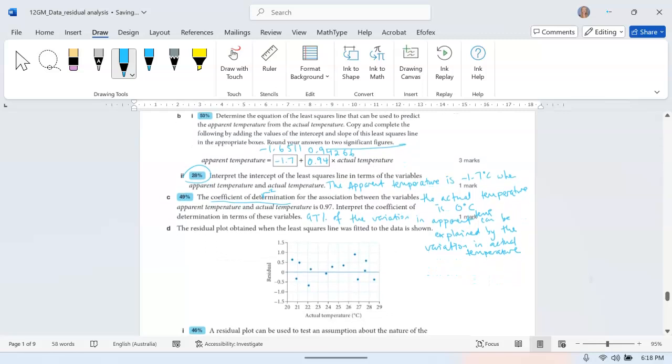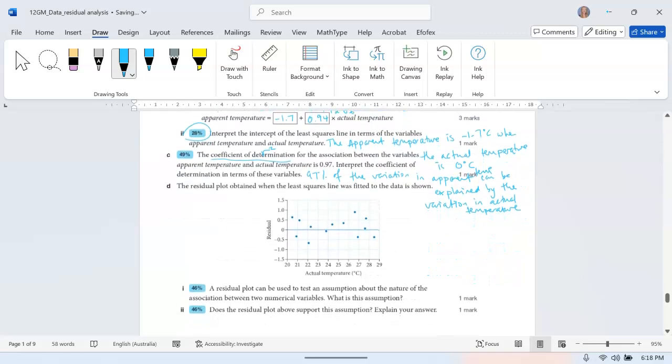All right, part D, the residual plot obtained, and so on. A residual plot can be used to test an assumption about the nature of the association between the two numerical variables. What is this assumption? That they are linear. They have a linear association, very similar to the previous one.